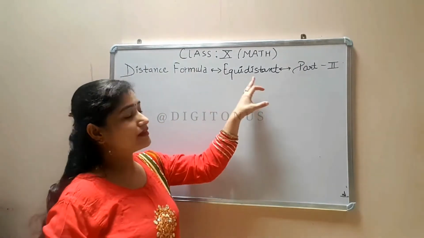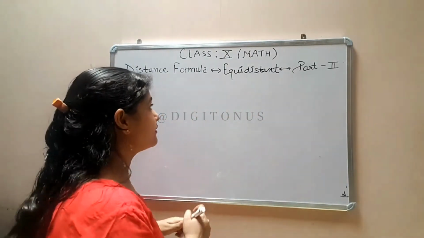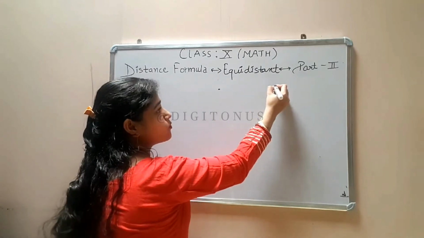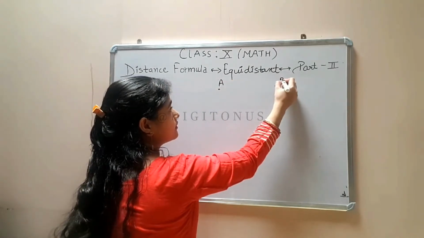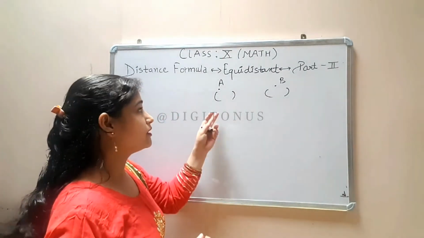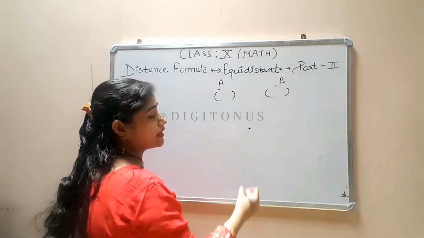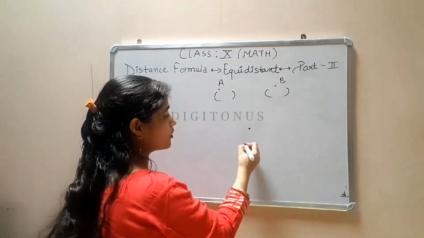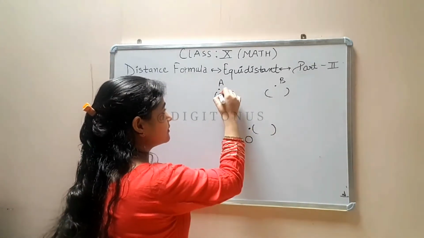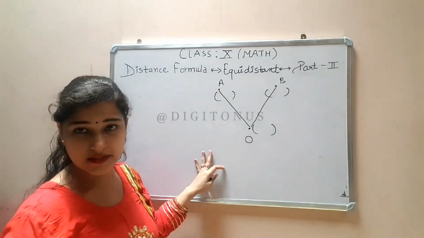Okay, so equidistant ये एक type of question है. They will give you 2 points, A and B. Maybe they will give you the values of these coordinate points, maybe they will give you the value of one coordinate point, and after that they will say there is one more point O, and this point is at equal distance from both the points.